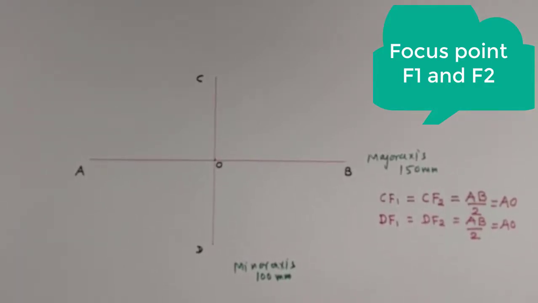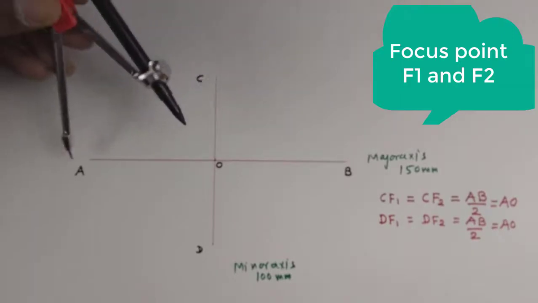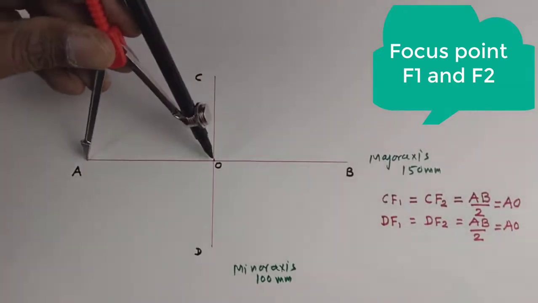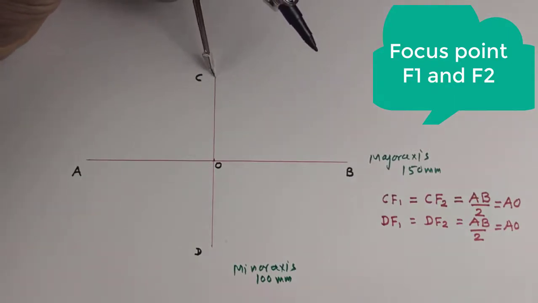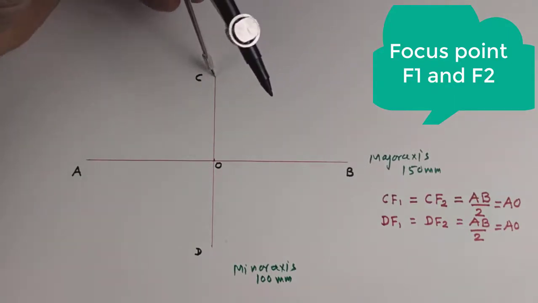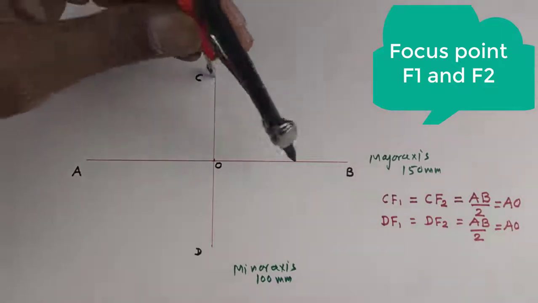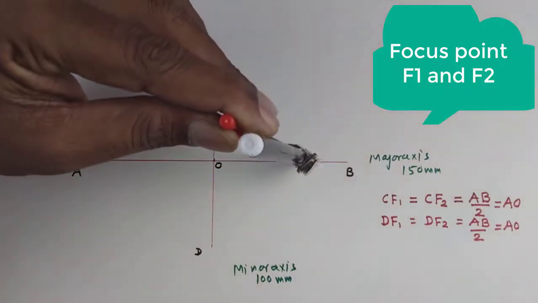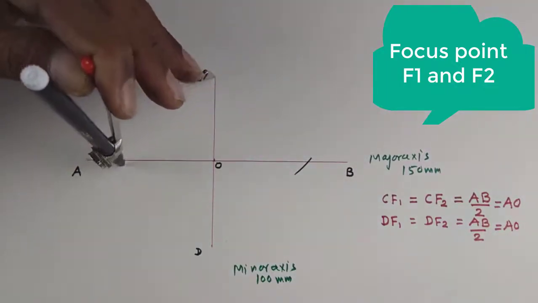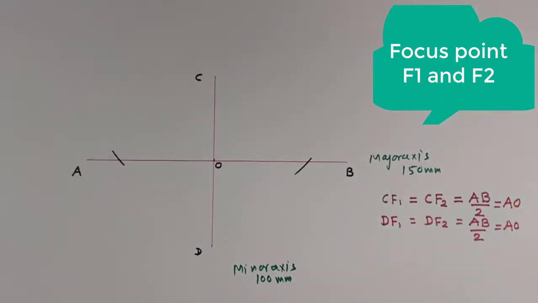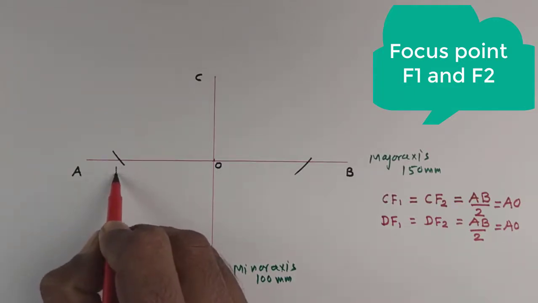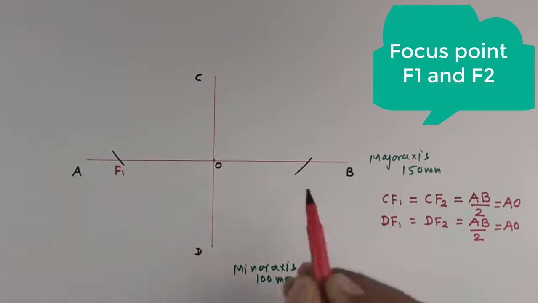Now we take the radius AO, center, end point of minor axis, and I draw the arc on both sides of minor axis on major axis, where we have the F1 point and F2.